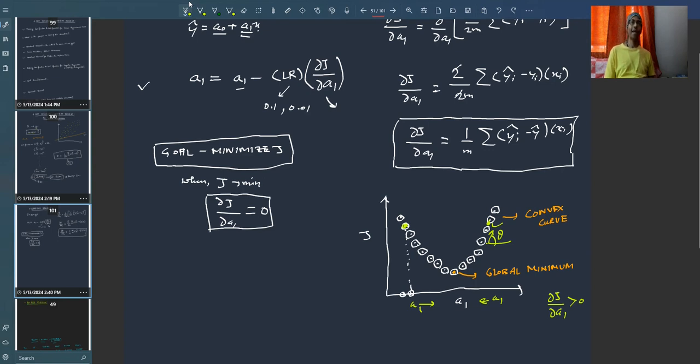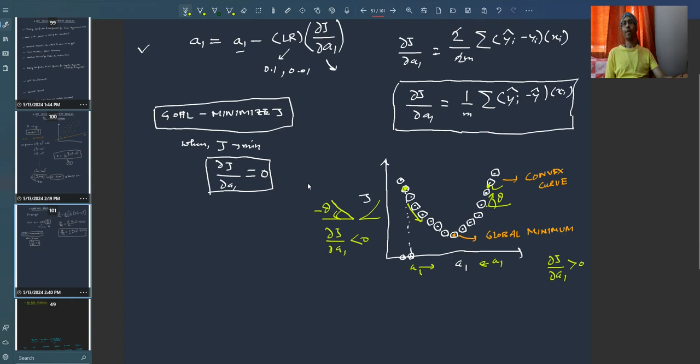On the other hand, if j is somewhere here you can see the slope is negative, on this side. So this is a negative slope. This one is a positive slope. This is a negative slope. In that case, del j del A1 will also be negative. And if it is negative, what will happen, friends? This negative sign beside LR into del j del A1 will become positive and A1 will increase.